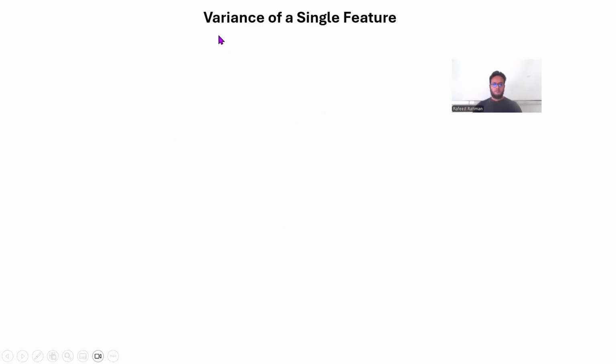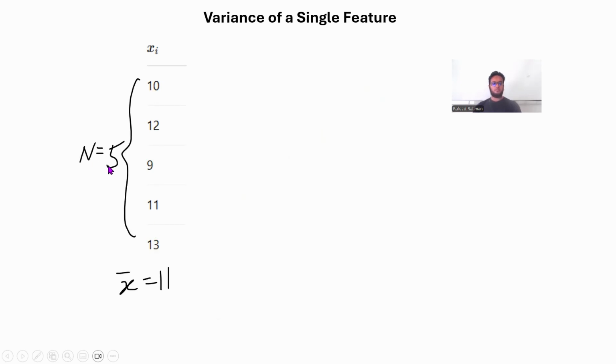So how do we measure the variance, right? We are talking about variance a lot. So how do we measure the variance of a single feature? Suppose this is a single feature and you have these samples. I mean, you have like 5 samples right here, and these are the values of feature xi for those samples.